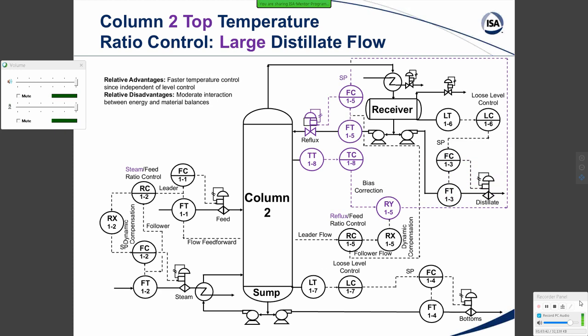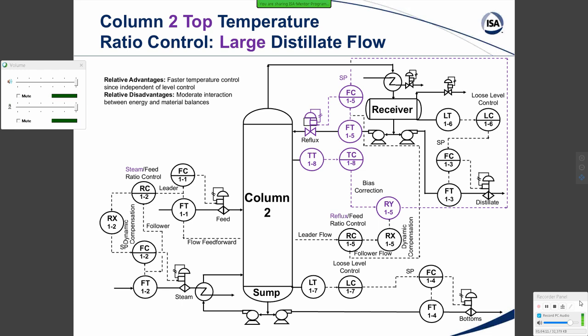Now, if you have a large distillate flow, it might lead you then to having a level controller on the distillate receiver manipulating distillate flow. And in this case, you've lost the inherent internal reflux control, and now you really don't need tight level control. In fact, maybe you don't want tight level control, because as you manipulate that distillate flow to downstream users, it can be disruptive.